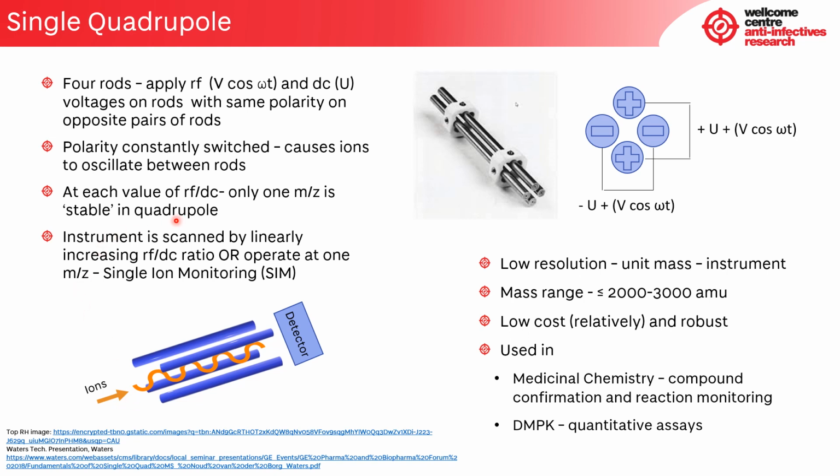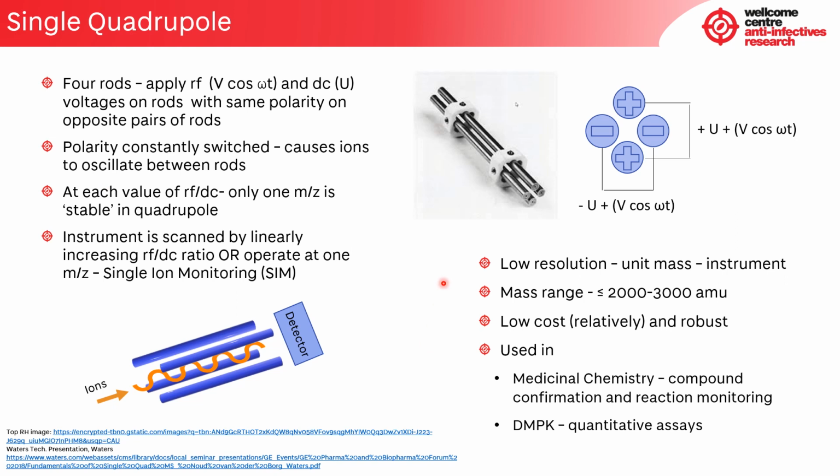At each value of RF to DC, only one mass to charge is stable in the quadrupole. All other ions either hit the rods or are ejected from the quadrupolar region. The instrument can be scanned by linearly increasing the RF to DC ratio to give us a mass spectrum, or it can be operated at a single mass to charge by keeping the ratio constant in a mode known as single ion monitoring. This is extremely useful for quantitative assays.